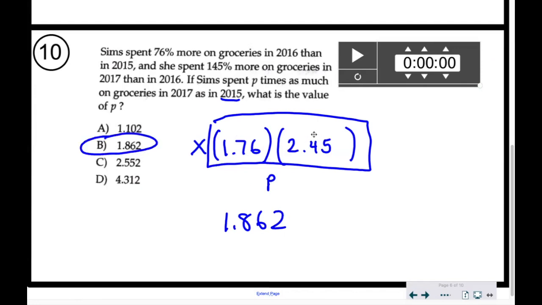If you use 1.45, that's going to give you A. So that's why that answer is there. Because again, when we see this, for some reason, we forget to add the 100%. That's something that I see a lot.